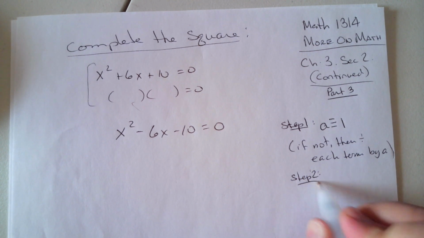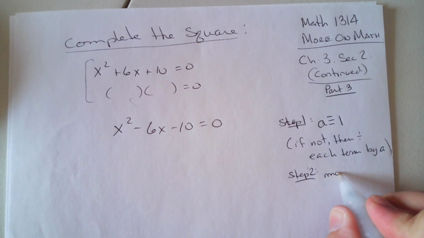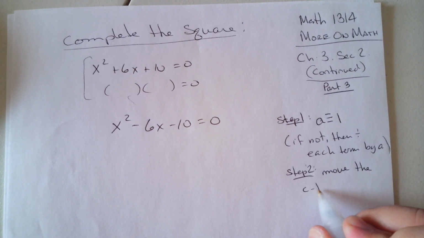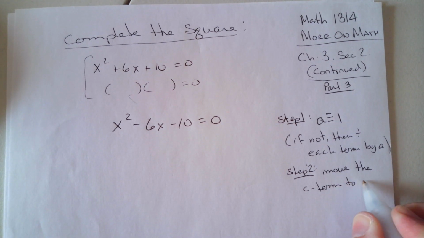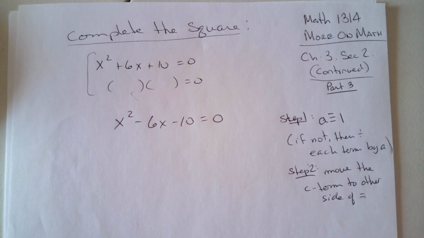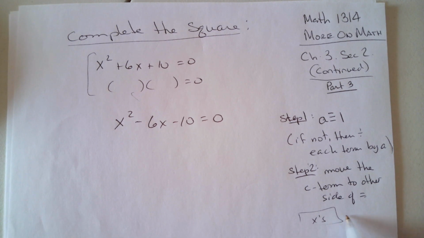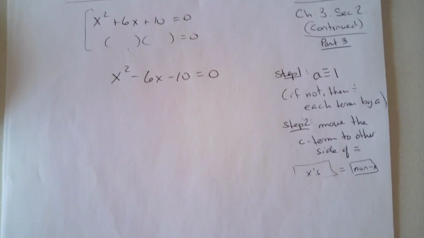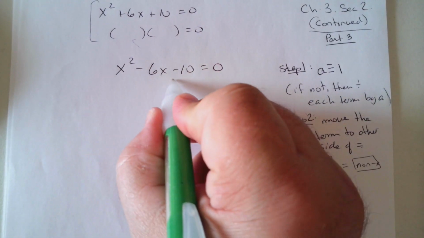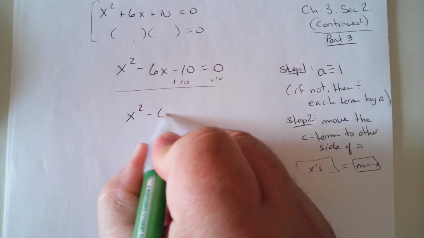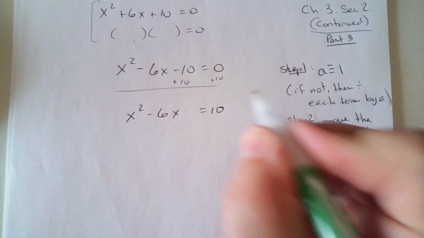Once that's taken care of, step 2. Move the C term to the other side of the equal sign. We want x's here, non-x's there. So we do that by adding 10 to both sides. So we have x squared minus 6x equals 10.